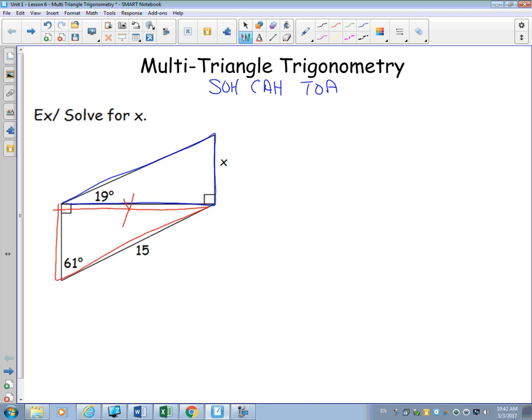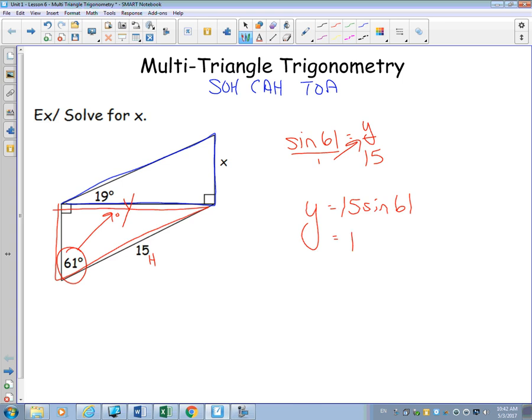So let's label our sides according to the angle that we're given. This would be my opposite. This would be the hypotenuse. That tells me I'm using sine. Make sure when you're doing this that your calculator is in degrees. So we're going to do the sine of the angle, which is 61, equals y over 15. We can cross multiply. 1 times y makes y. 15 times sine 61 is 15 sine 61. Into our calculator we go, and we get 13.12.